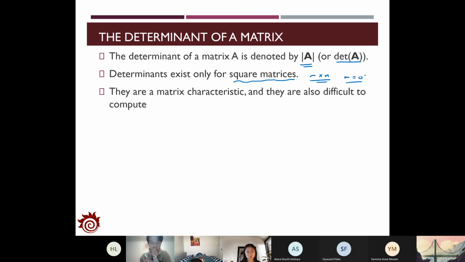But for low dimensions, like a 2x2 matrix, we can simply get the equation. The determinant of A is A11 times A22 minus A12 times A21. So basically, find the product of these two values minus the product of the other two values. That's for the 2x2 matrix. If you have a 3x3 matrix, you still can do the computation by hand, but it will take more time.